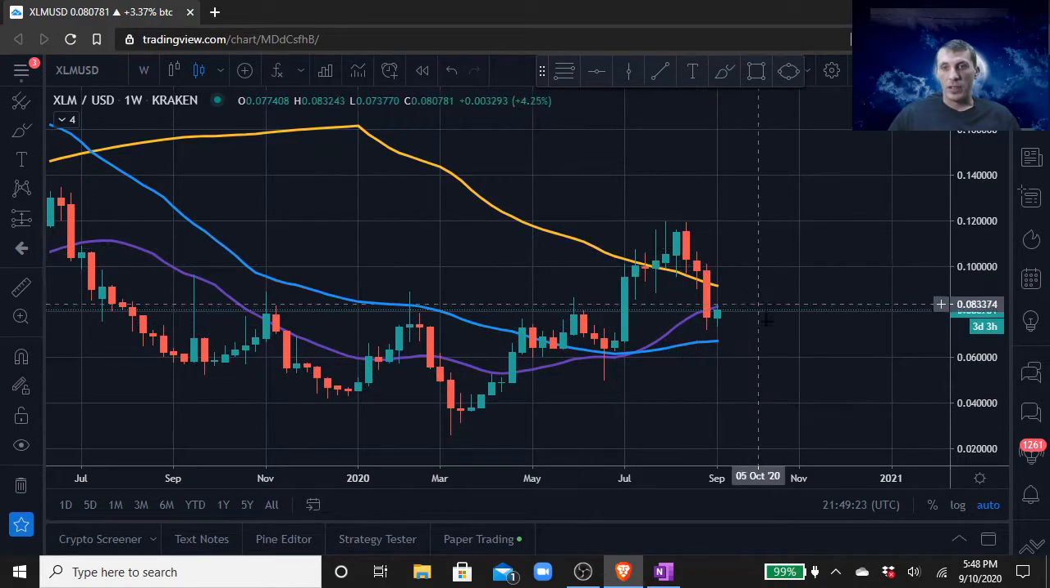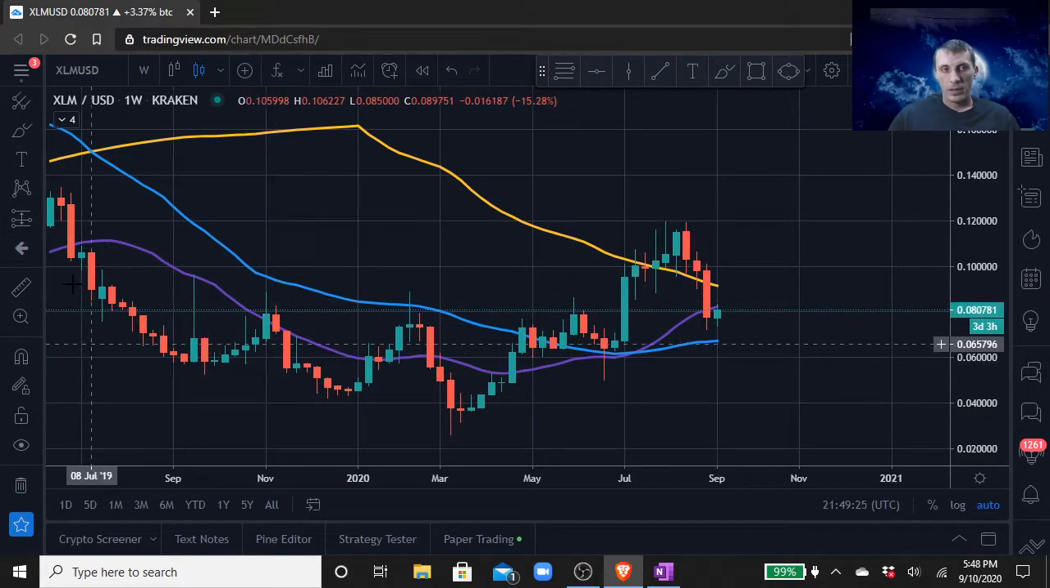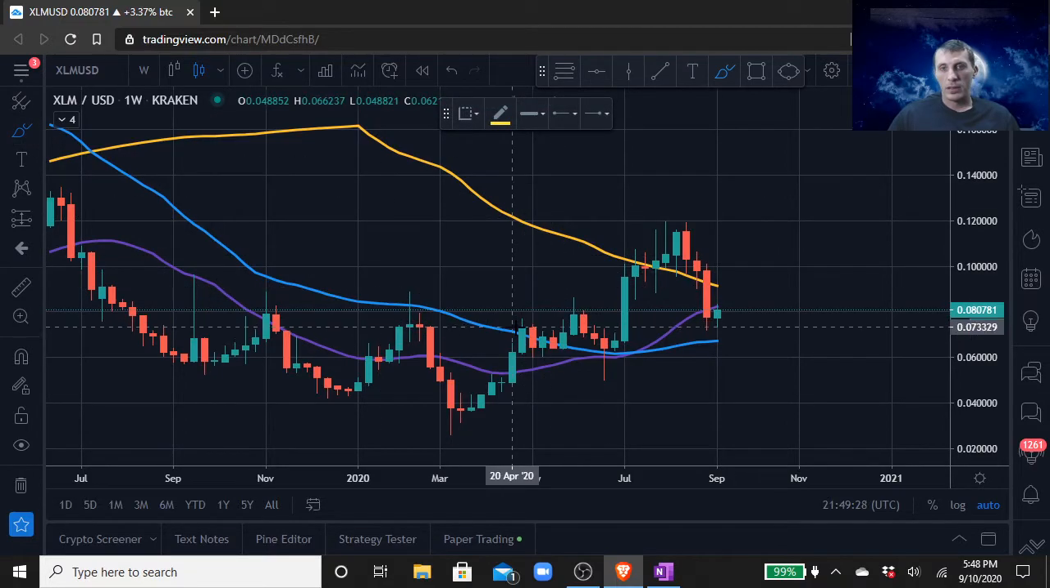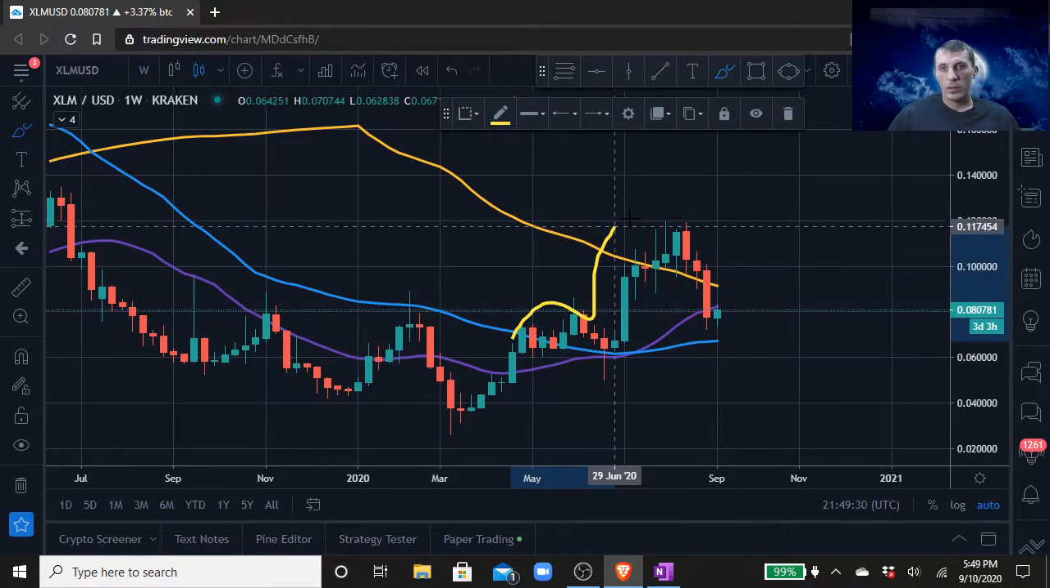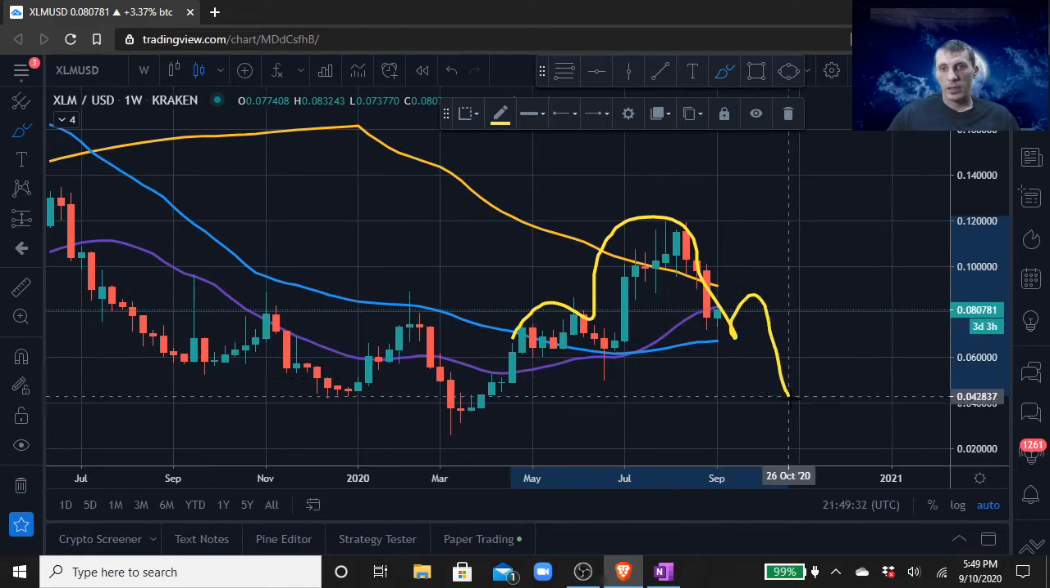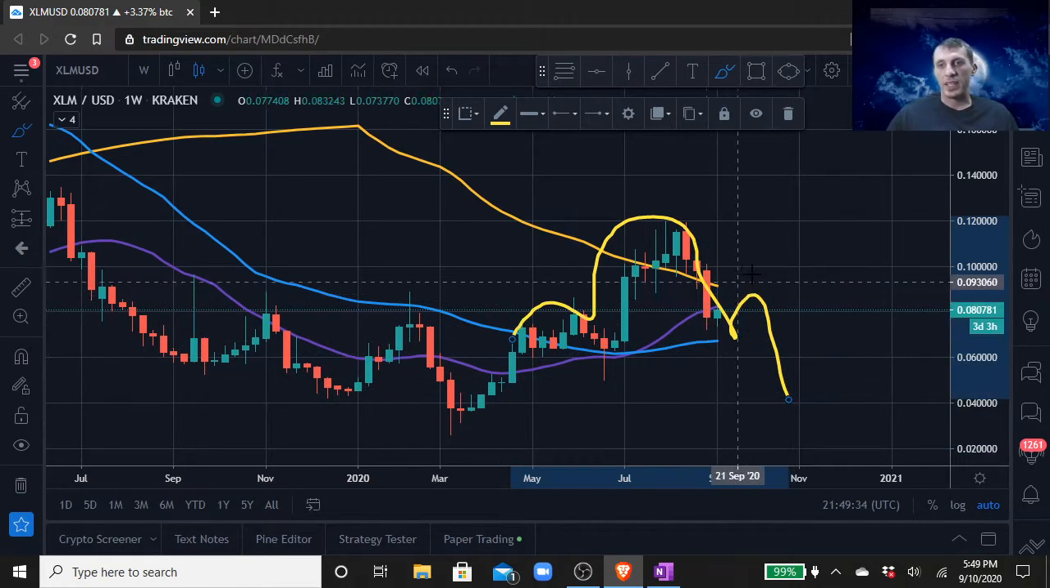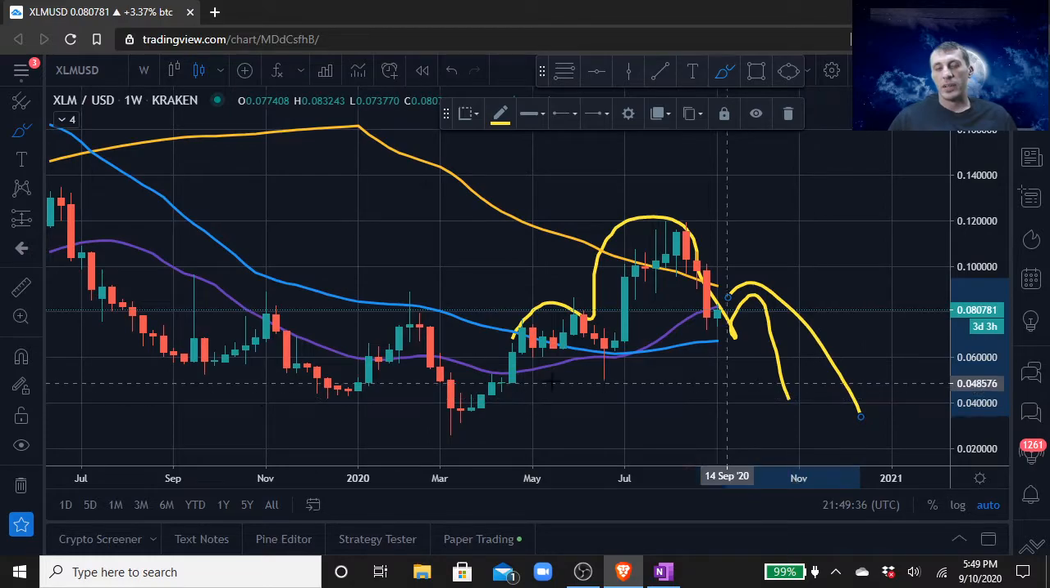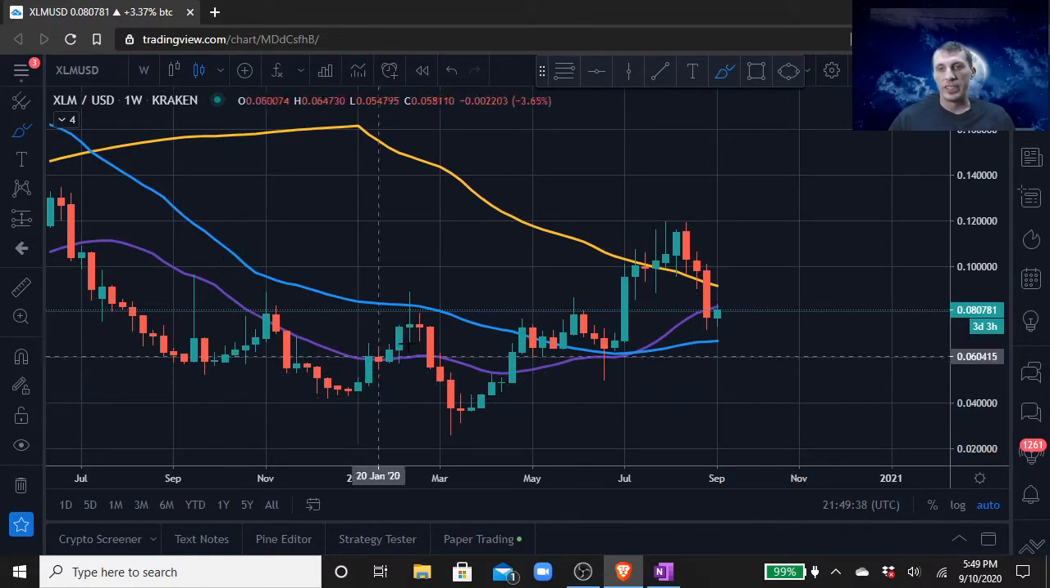Looks like maybe the start of a head and shoulders pattern. Here's a shoulder, there's your head, and another shoulder. We haven't made the other shoulder yet, so something to keep an eye on with Stellar Lumens.